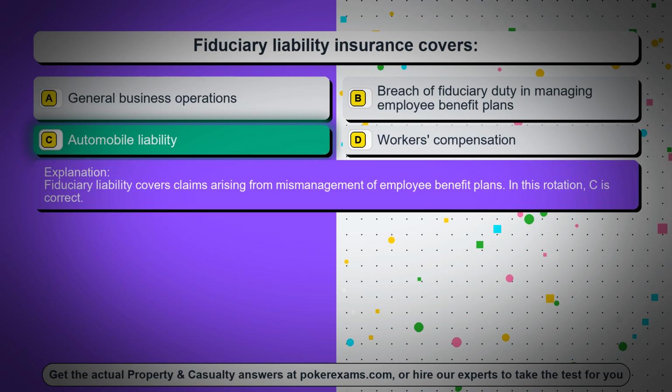Fiduciary liability covers claims arising from mismanagement of employee benefit plans. In this rotation, C is correct.